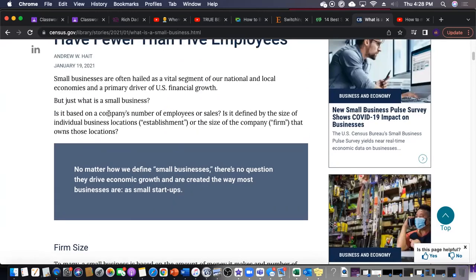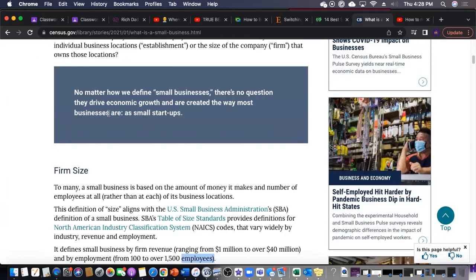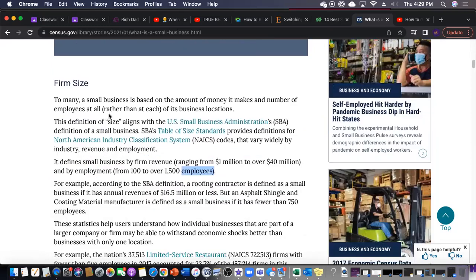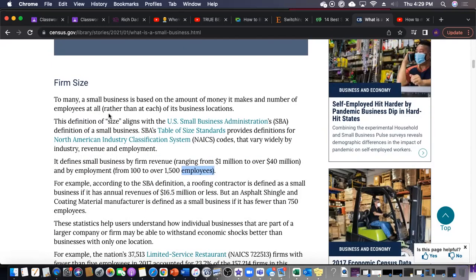So according to this article, the U.S. Small Business Administration, this is the SBA, has a different definition of small businesses. And this is included on the SBA's website. Basically this U.S. Small Business Administration is an entity that helps fund small businesses and gives them government contracting. According to the SBA, a small business by firm revenue ranges from $1 million to over $40 million, and by employment from 100 to 1,500 employees.